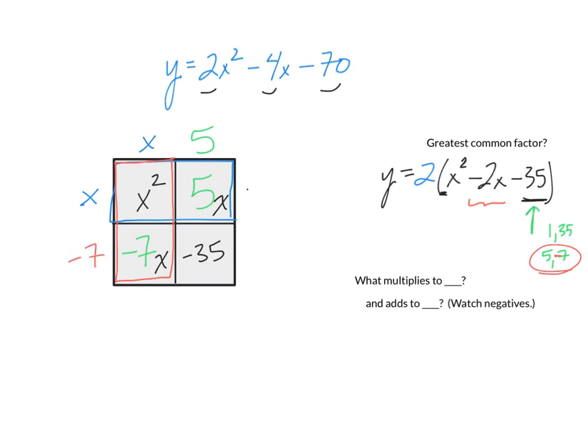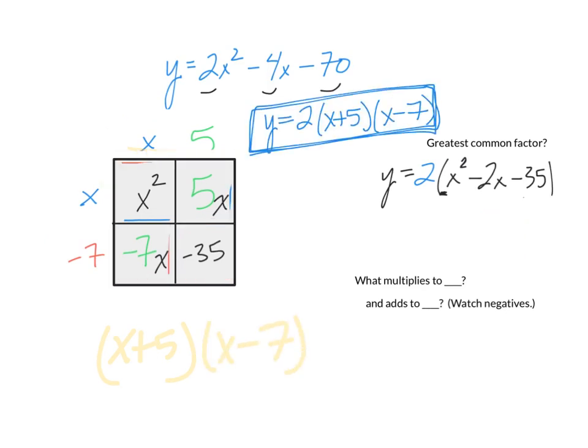And then we're going to double check. Does negative 7 times negative 5 equal negative 35? Yes, it does. So this is my solution. There's my first term, x plus 5, and here's my second term, x minus 7. Don't forget about that GCF is also in our answer.